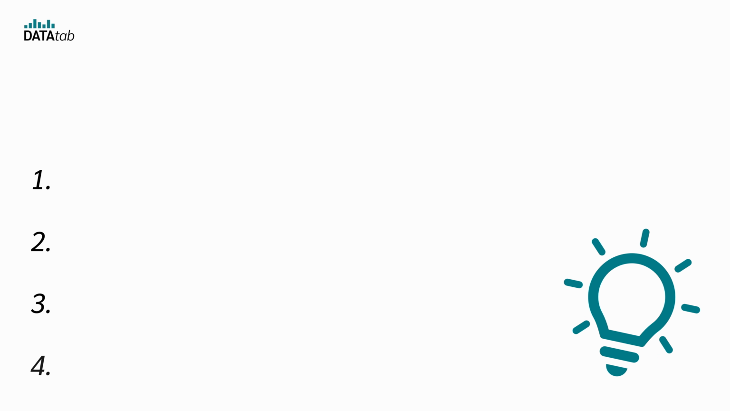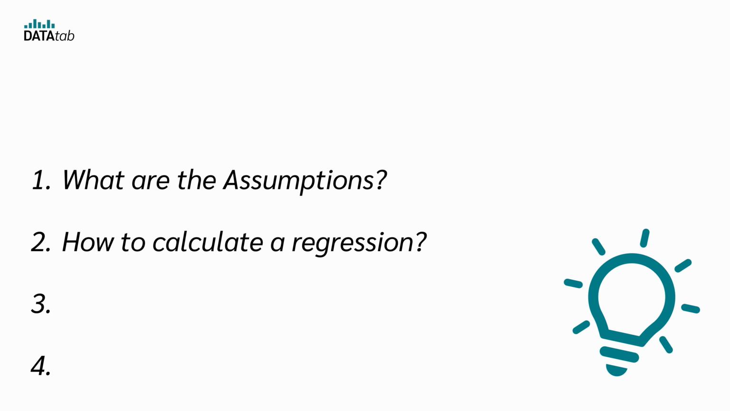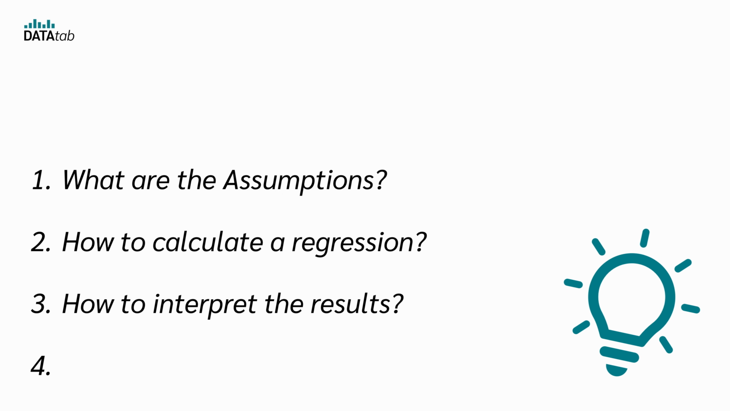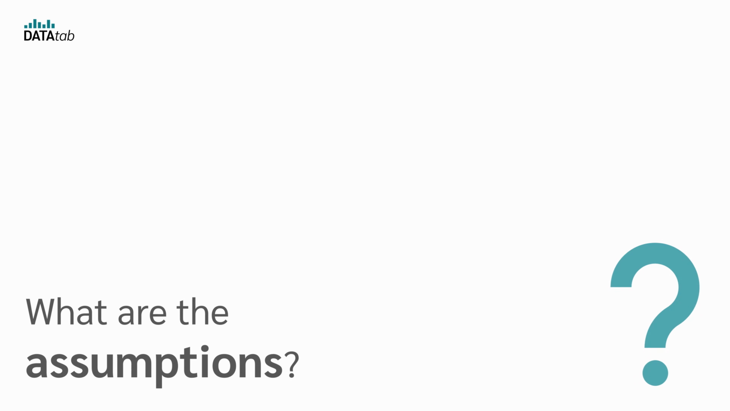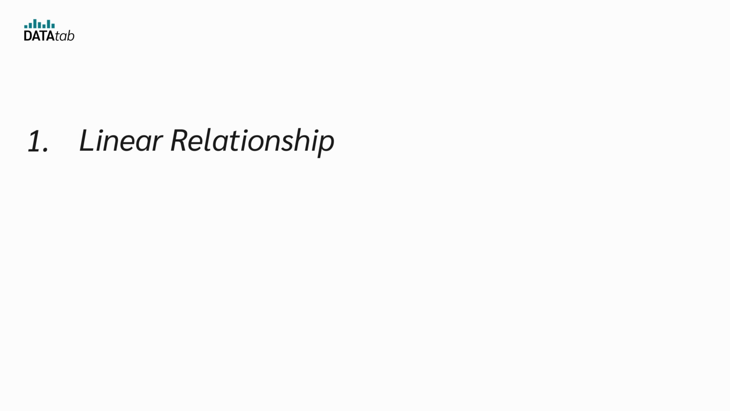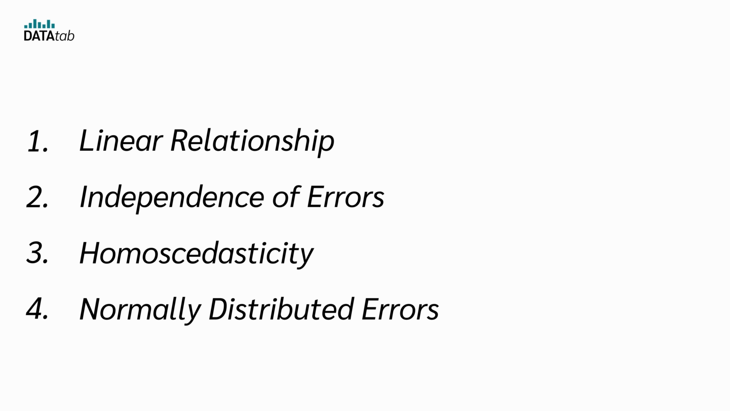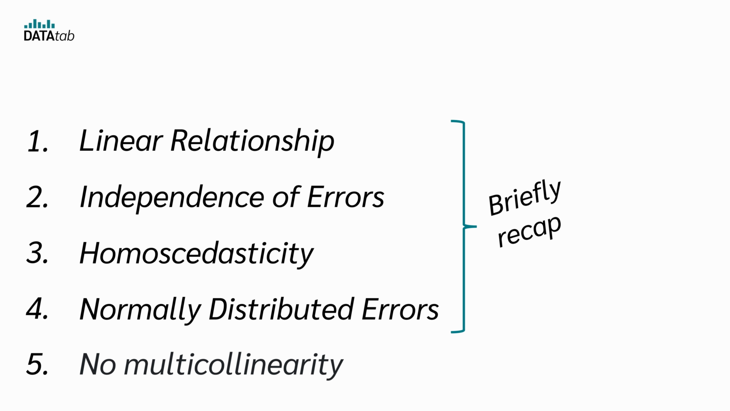Now there are 4 topics to cover: the assumptions of regression, how to calculate a regression with data type, how to interpret the results, and finally, how to handle categorical variables in regression by creating dummy variables. Let's start with the first topic. So, what are the assumptions? The first 4 assumptions of multiple linear regression are similar to those of simple linear regression, but there is an additional 5th assumption. Let's briefly recap the first 4 assumptions and then we'll go into more details on the 5th assumption.